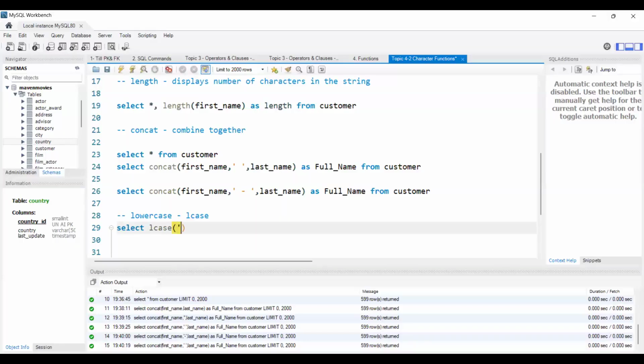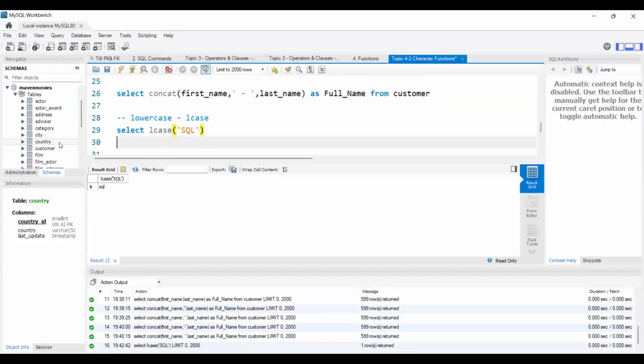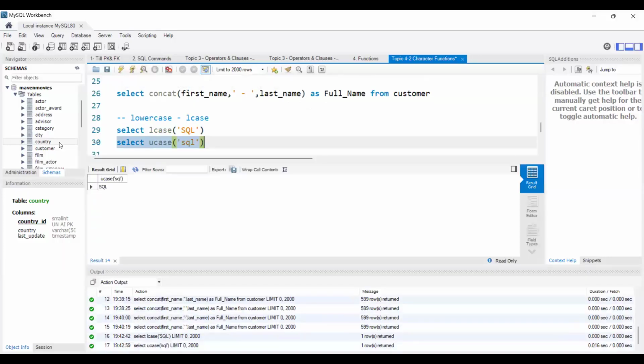Suppose I want to write LCASE of, say, SQL. Here I'm not using any tables. We can use a table also, and inside the data we can change the lowercase or uppercase. But first I'm showing a simple string. If I want to convert this SQL into lowercase, I just write like this and my output is converted into lowercase. If I write the same with UCASE, I need to write small letters, and it will display capital letters.